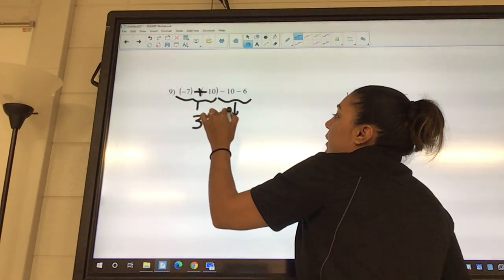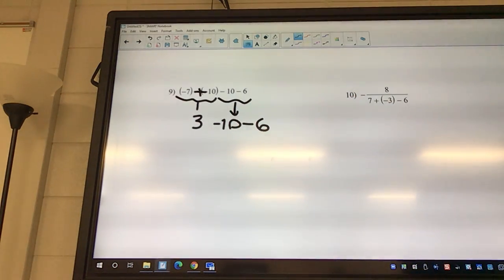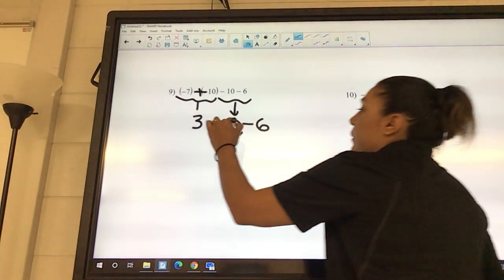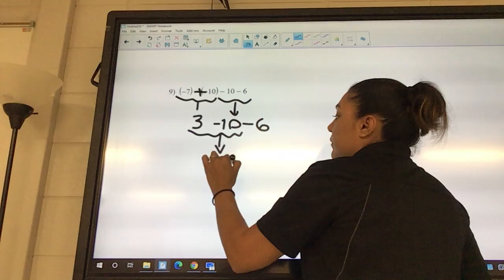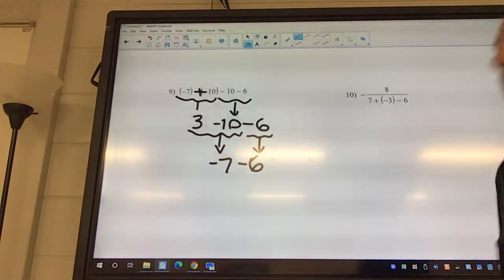Okay, so -10 minus 6. Well, -3 minus 10 is what? -7. This part is going to be -7. And then we still got this part to drop down, so -6.